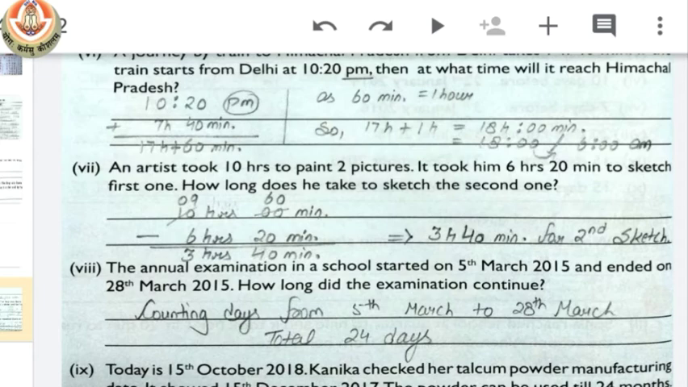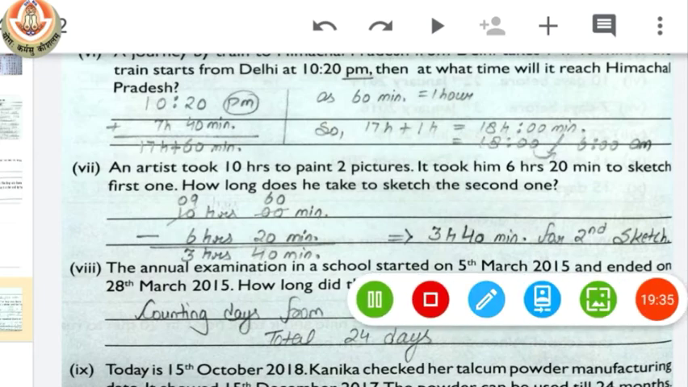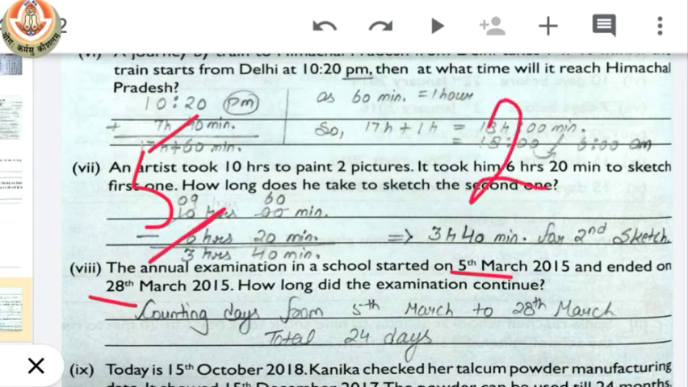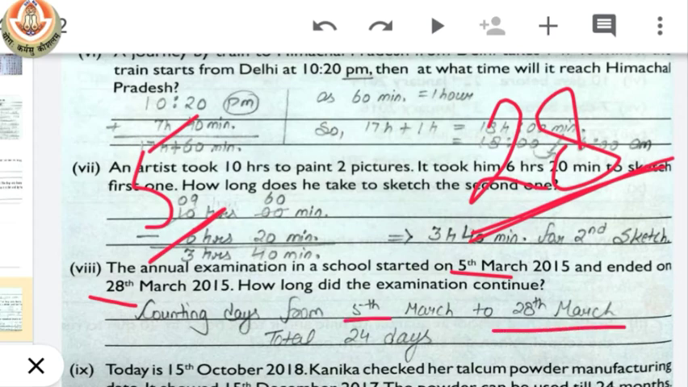Next question is, the annual exam in a school started on 5th of March and ended on 28th of March. So we have to answer how long the examination continued. So class, as the first exam is on 5th of March, that means we have to count this 5th of March also, and it ended on 28th of March, so we have to count 28 also. Now, when we count days from 5th of March to 28th March, we will get 24 days.